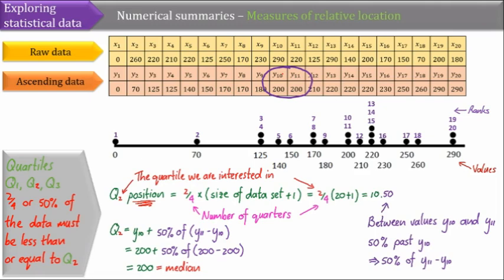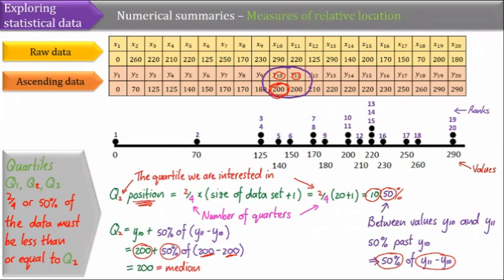We have no position 10.5, we have a position 10 and a position 11. So that means we'll take whatever we have at position 10 and add 50% of Y11 minus Y10. If we substitute 200 into Y10, Y11 is 200 minus Y10, which is 0. 50% of 0 is 0, so that just stays 200.